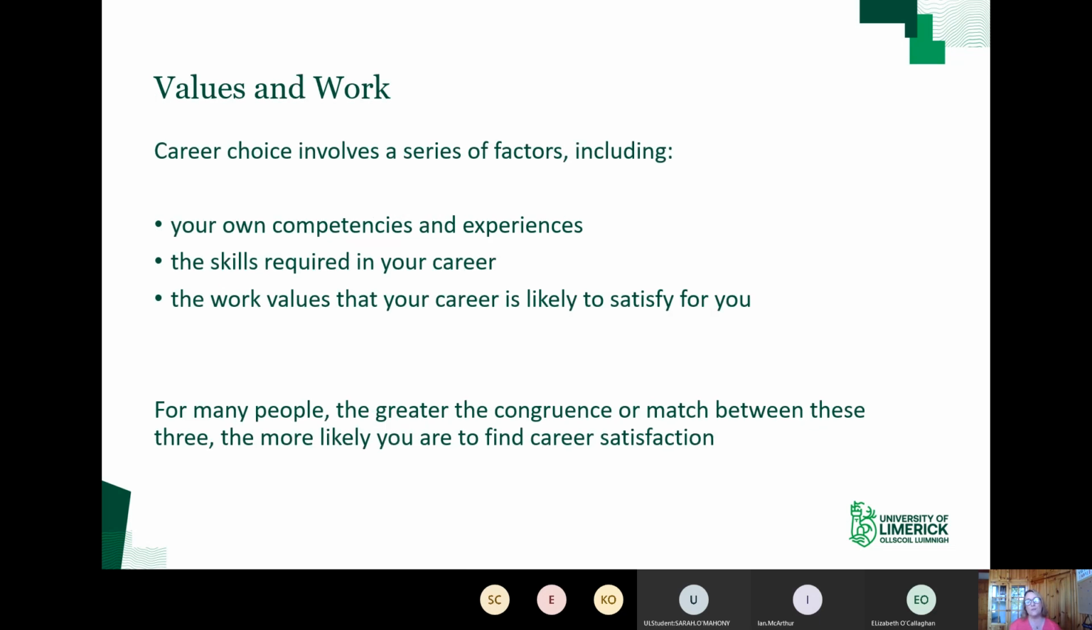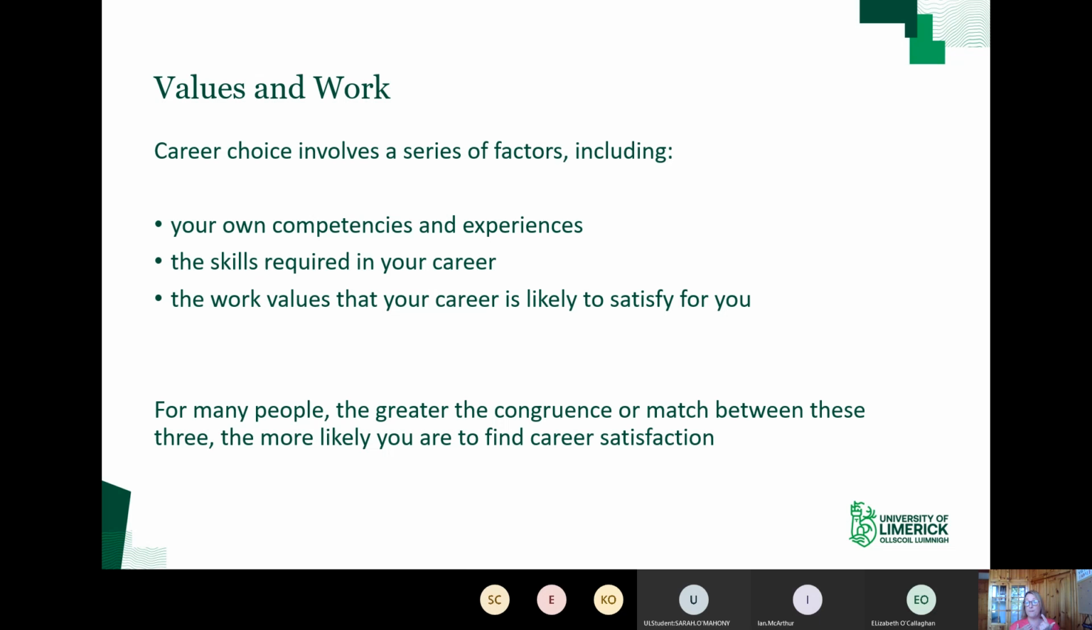In terms of how and why they're important in a work context, because obviously values will influence our life, but if we're looking specifically at work, career choice itself, when we're thinking about what we want to do and where we want to go, there are a number of factors involved. What I'm good at, my skills, my competencies, my experience, what I've done before, where I've been. That's a factor that will influence the career choice or the career path I pursue.